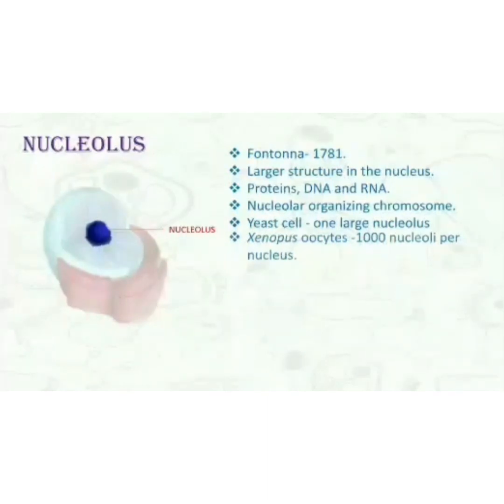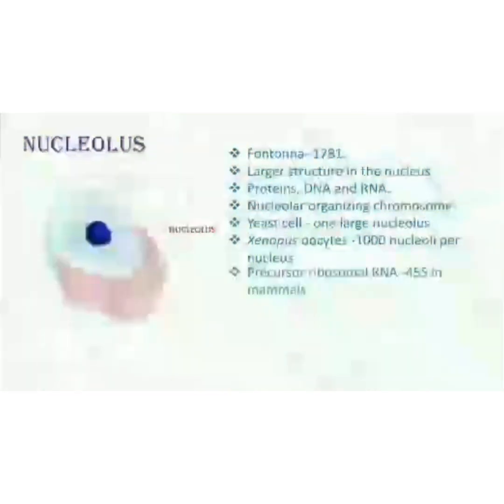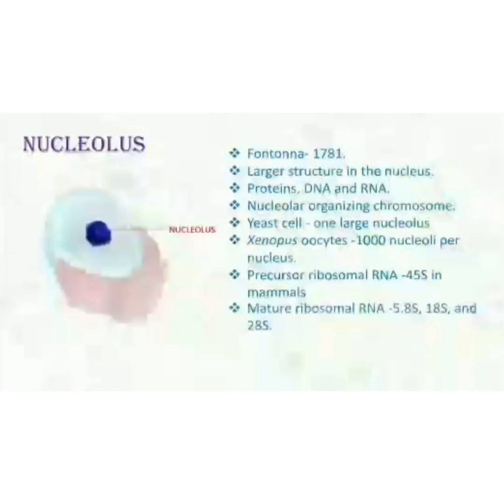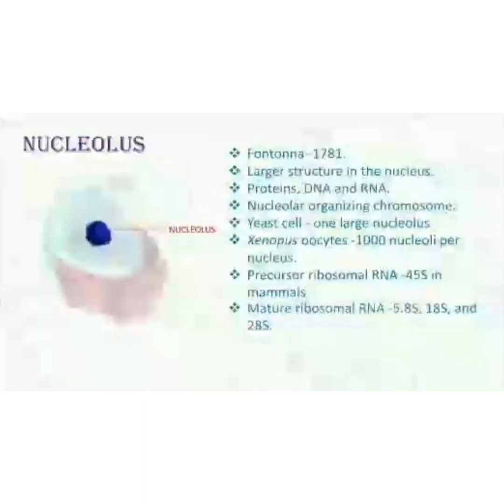It is a site of transcription of ribosomal RNA and assembly of ribosomes. It is responsible for synthesizing a large nascent precursor ribosomal RNA, that is 45S in mammals, and the processing of this RNA to yield mature ribosomal RNA of 5.8S, 18S and 28S. The concomitant assembly of RNAs with incoming ribosomal proteins generates small and large ribosomal subunits that then pass into the cytoplasm.